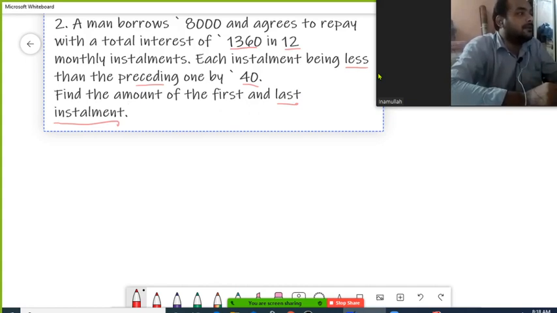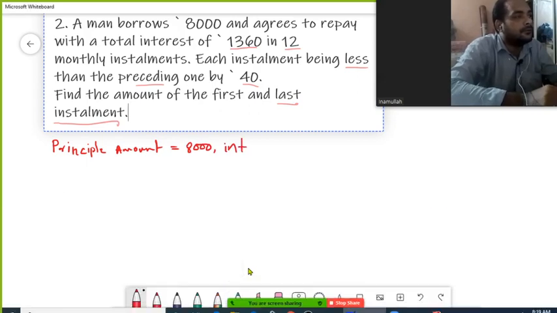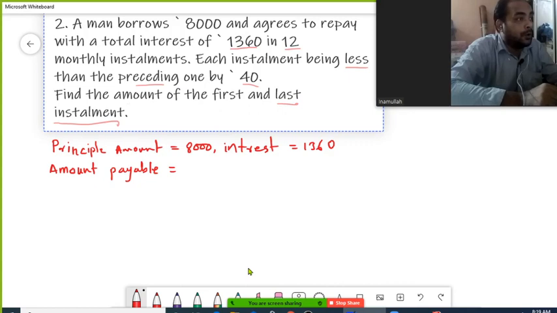So here the principal amount is how much? 8,000. Interest is 1,360. So the total amount payable is 9,360. So this is the amount which this person is supposed to pay, 9,360.